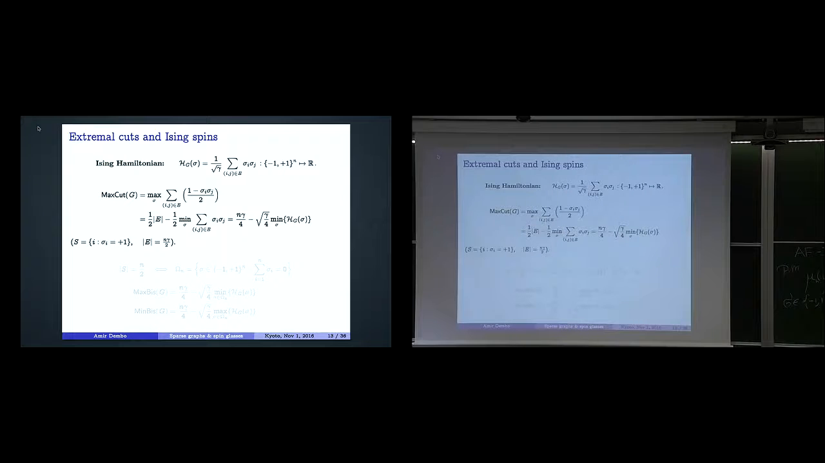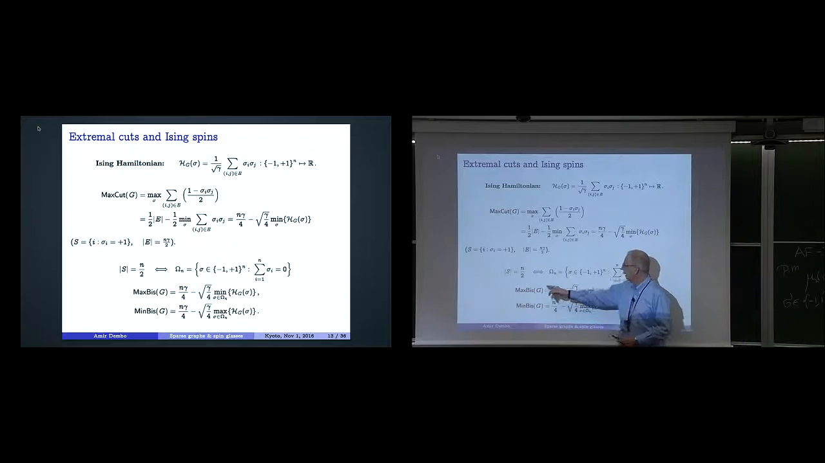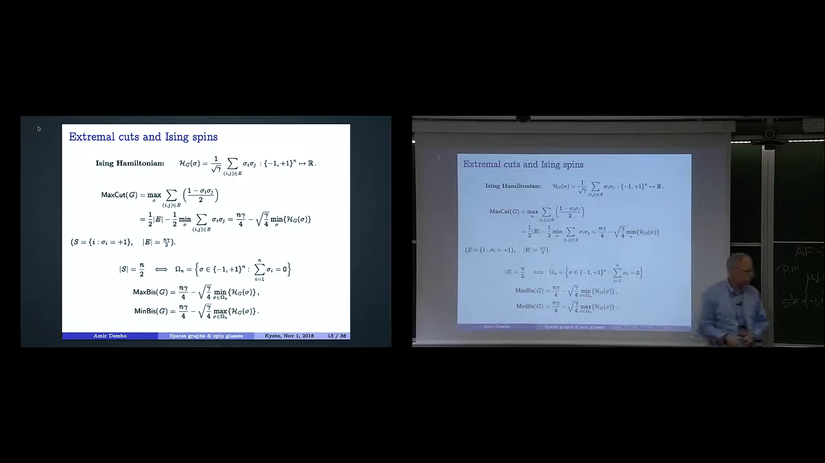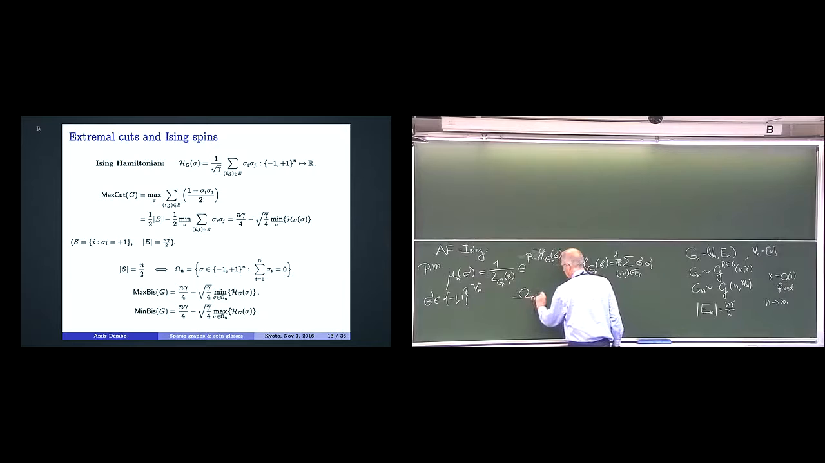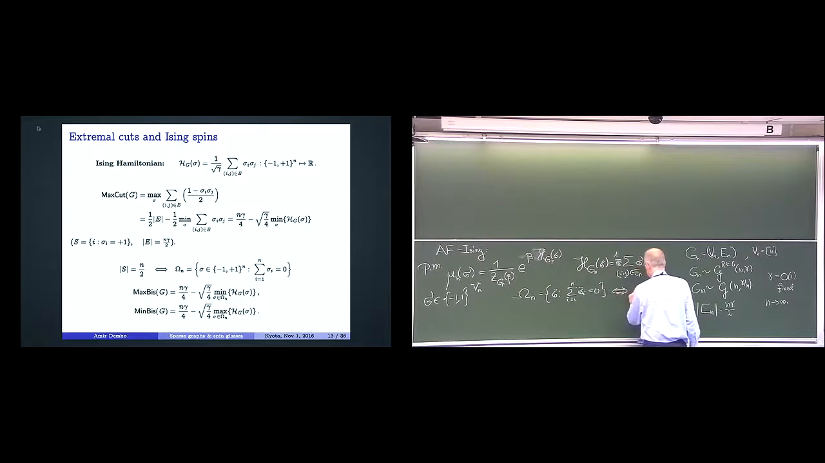In a very similar manner, if I want to look at the bisection problem, I need to restrict attention to S, which is n over 2. What does the size of S equal to n over 2 mean? It means I should have exactly the same number of pluses as minuses, which is the same as saying that the total sum should be 0. Okay, so I'm looking at omega n. This is called balanced configurations. Omega n is all the sigmas such that the sum of sigma i equals 0, and this corresponds to S bisection, or the size of S is n over 2.